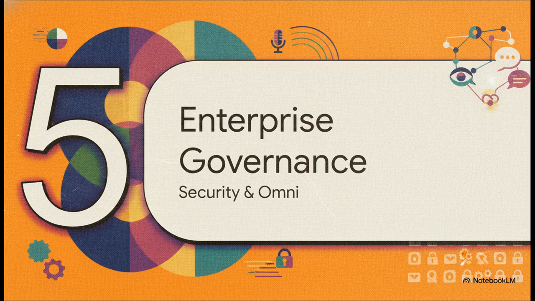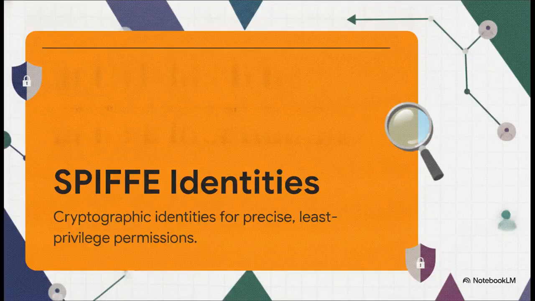Okay, Section 5, Enterprise Governance and Omni. Time to talk security. Because look, deploying cool sandboxes is great for a weekend prototype, but to satisfy enterprise decision makers, we absolutely have to talk about strict security. Scaling autonomous systems requires robust governance. So instead of using broad, honestly kind of dangerous service accounts, the Interactions API introduces SPIFFE-formatted agent identities. This is the essential security mechanism replacing those old accounts, allowing security admins to grant highly precise, least privilege permissions directly to a specific agent.